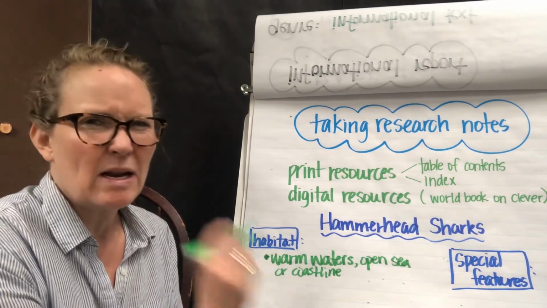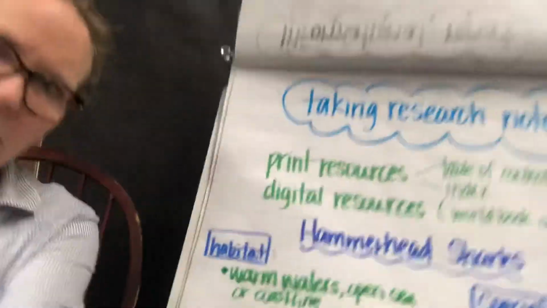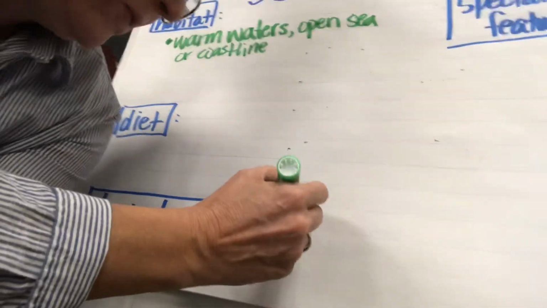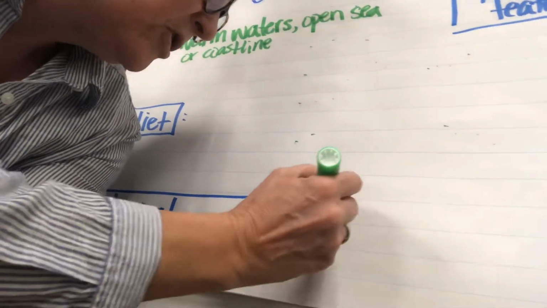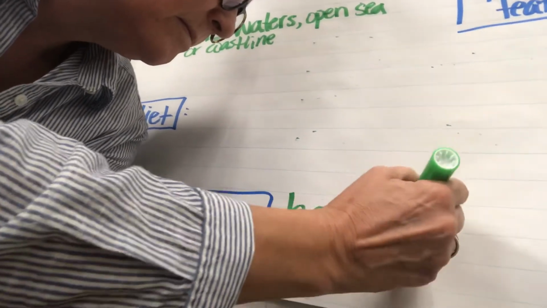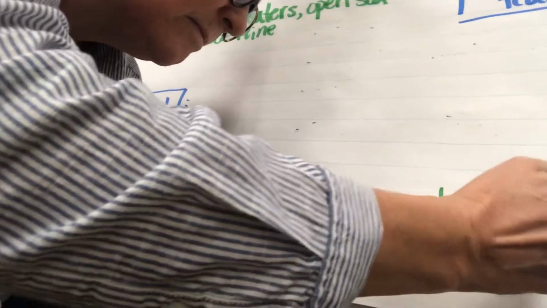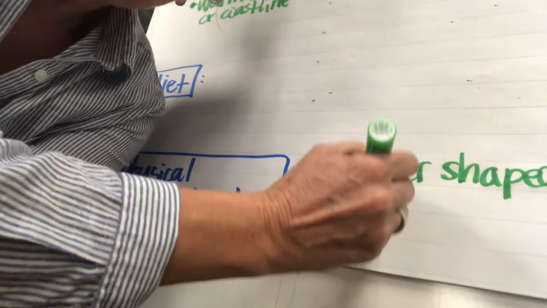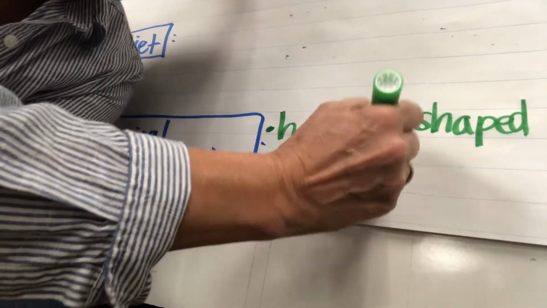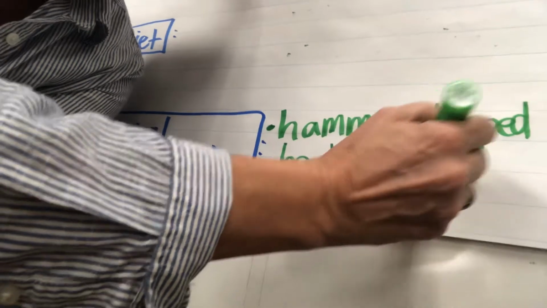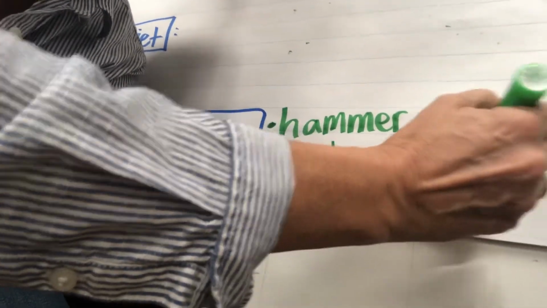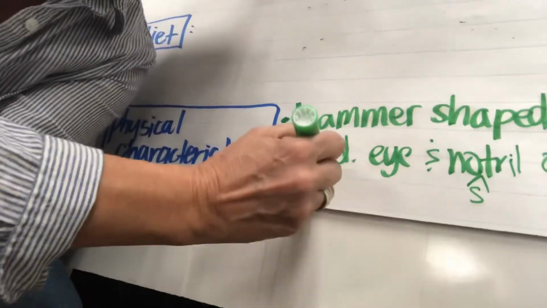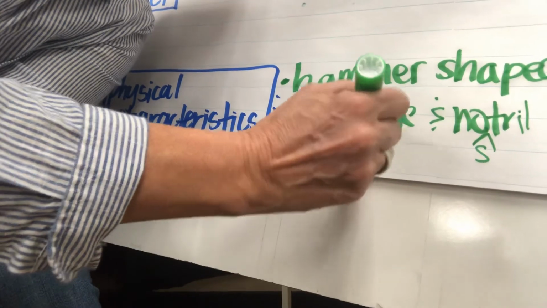So I know you can't see this right now, but let me see if I can do this. Oh my goodness, I'm so tricky here. Okay, so hammer-shaped head, got my bullet point, eye and nostril on each side.